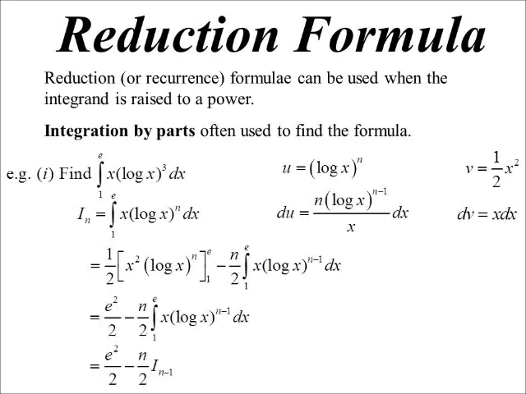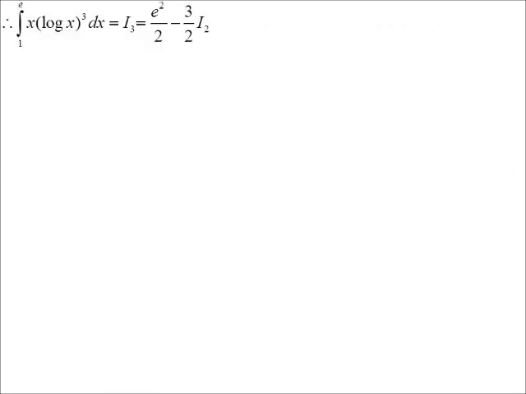So we now have a little formula we can use to save us having to repeatedly integrate that log x to the power. You can now just go, righto, here's a formula I'm going to use. So essentially I want to find I3 then. Using my formula, I3 will be e squared on 2 minus 3 on 2 I2.